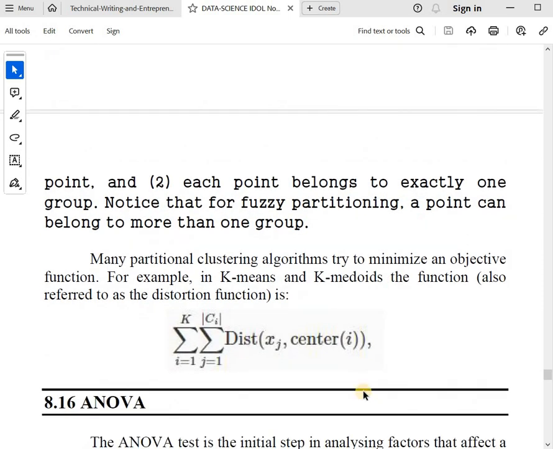Now partitioning clustering algorithms, they try to minimize some kind of objective function. ओके. सो जो भी उसका ऑब्जेक्टिव फंक्शन है उसको वो मिनिमाइज करने की कोशिश करेगा. अभी व्हाट आर द एग्जांपल्स ऑफ दिस क्लस्टरिंग मेथड? यू नो, के मीन्स क्लस्टरिंग या के मेडॉइड्स क्लस्टरिंग. Then these two examples come under partitional clustering.